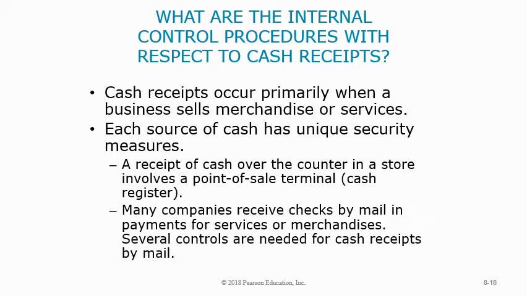Receipt of cash over the counter in a store involves a point of sale terminal, just a cash register. That is one of the control procedures that we can have in place. Many companies receive checks by mail in payment for services or merchandise. Several controls are needed for cash receipts by mail. The check may need to be photocopied or scanned in, and the check number may need to be recorded. There are several different control procedures that may take place to ensure that it gets recorded with the customer and credited to their account.